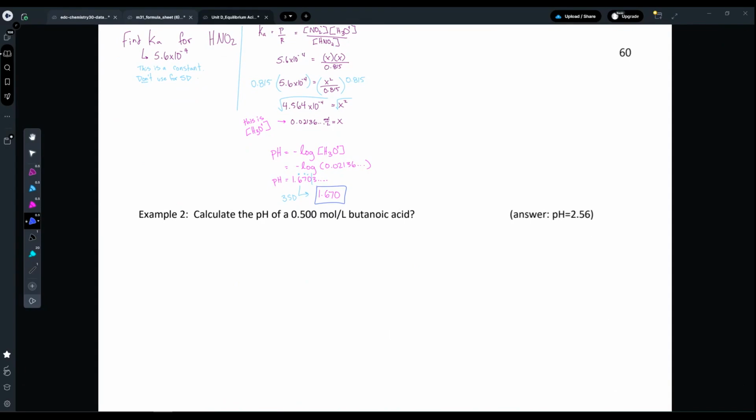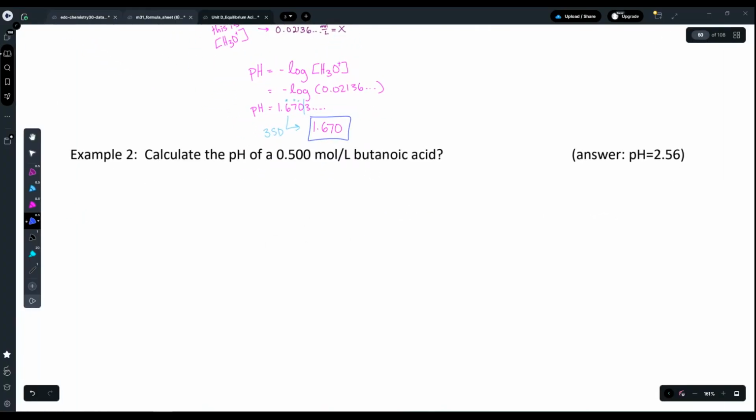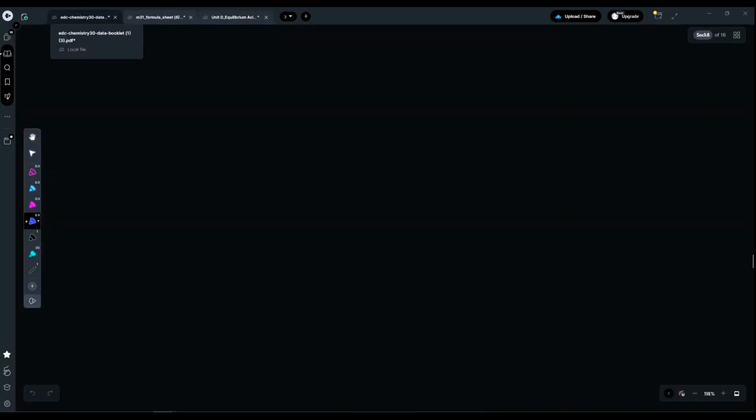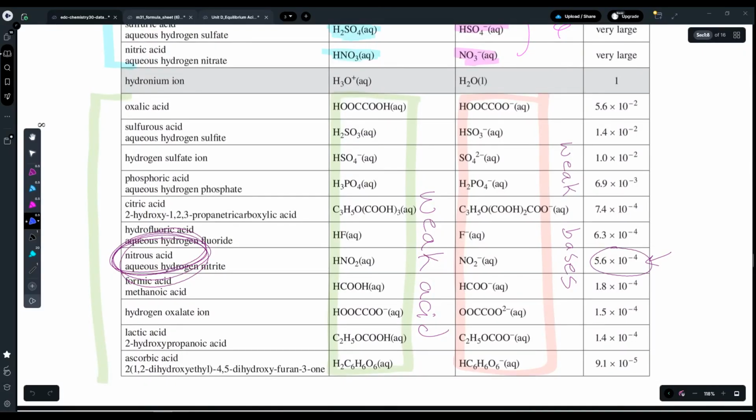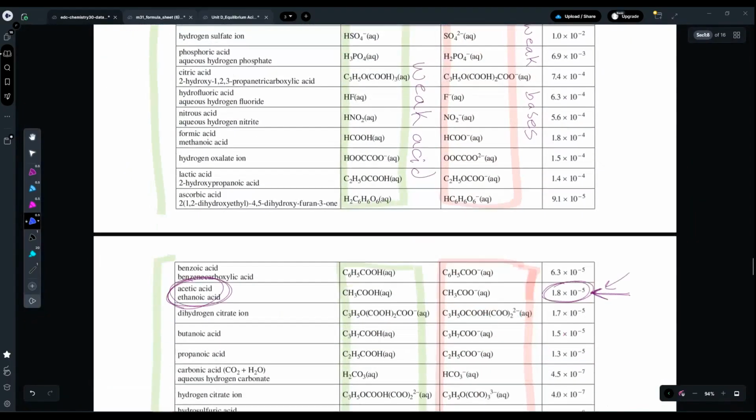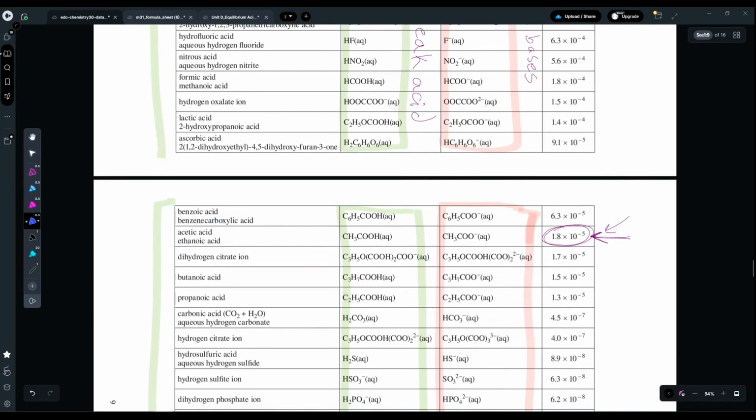All right. So for the next example, we need to calculate the pH of a 0.5 mole per liter butanoic acid solution. So again, we're going to start off with our balanced chemical equation where we're reacting butanoic acid with water. Now, if you're wondering how you're supposed to know the formula for butanoic acid, you can just look it up. So let's get rid of this, clean it up a little bit, and look for butanoic acid.